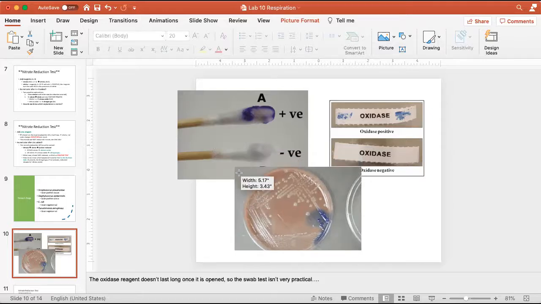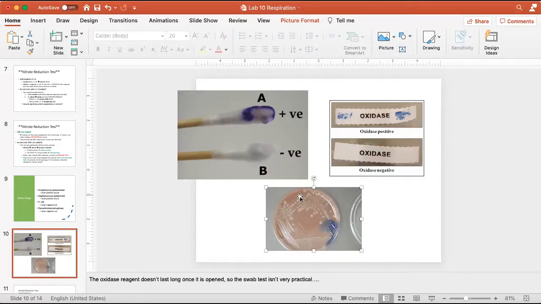Most of the time, though, people don't do that because if they've grown up a nice agar plate like this, they may want to use these colonies for something else. So they don't want to contaminate the plate. So most of the time, we're going to pick up a few colonies and put the reagent right onto the swab. Now, here's another thing to know about the oxidase test.